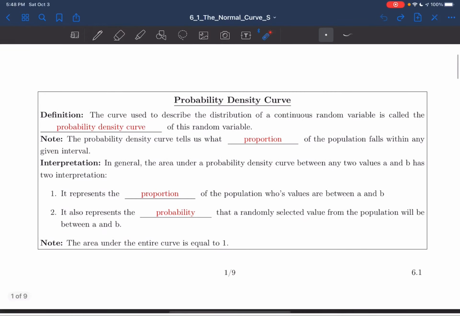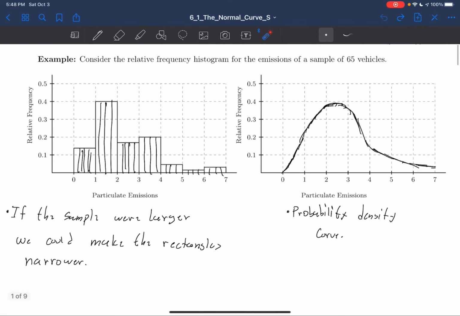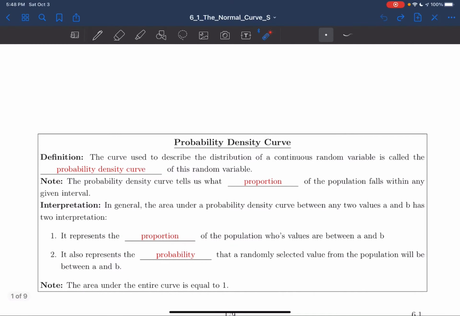It also represents the probability that a randomly selected value from the population will be between A and B. So if I want to know the probability of getting a vehicle whose emissions fall between 3 and 4, then it will be the area underneath this curve here, if I knew the area. Those are two ways to interpret area under a probability density curve.